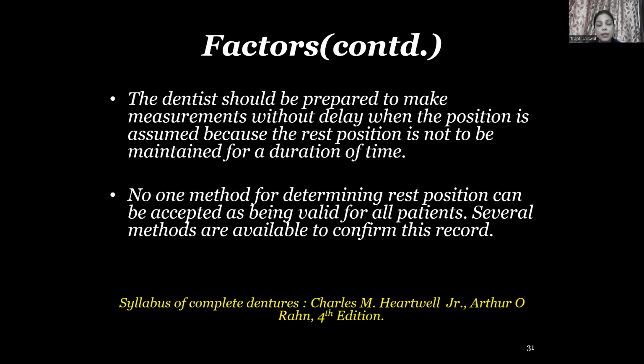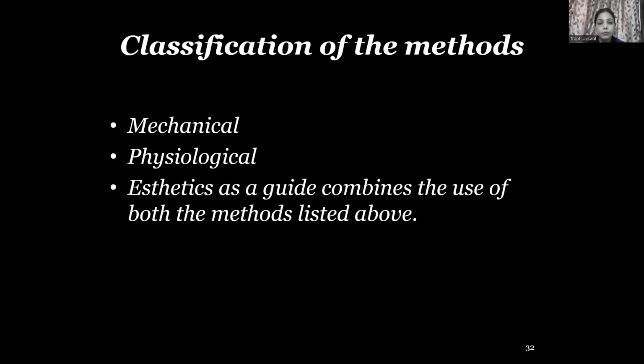And no one method is used. We are determining the rest position by functional methods, like using phonetics as a method. We are determining it with the help of facial landmarks. So no one method can be accepted as being valid for all the patients. So several methods are available to confirm this record. So we take the average readings of two or three methods and determine this vertical dimension of the physiological rest position.